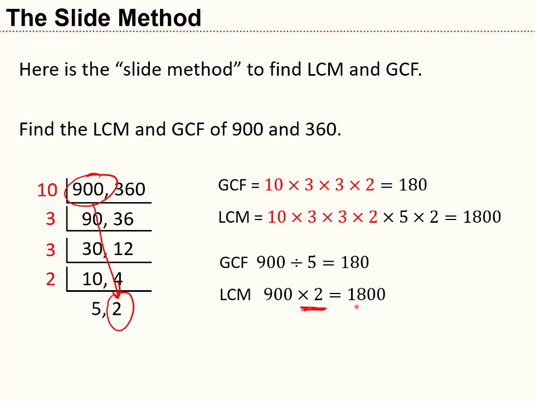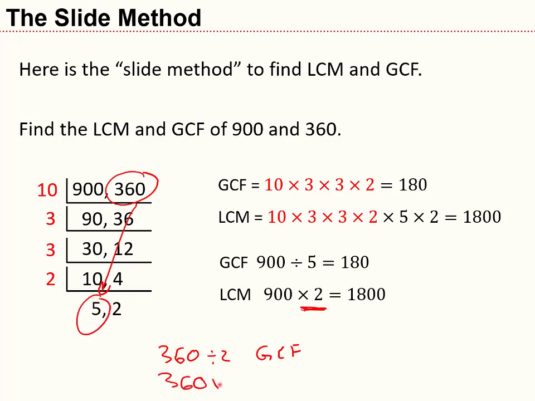So that's really kind of curious. I can just look at the numbers at the top and the numbers on the bottom and do that trick to find my GCF and LCM. Also, we can see this, it's 360 divided by 2. So 360 divided by 2 is my greatest common factor. Or I could take 360 times 5, and that'll give me the least common multiple.